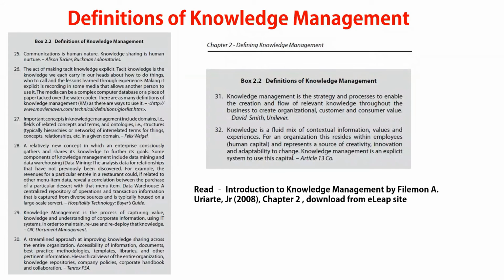Okay, so you will see about 32 definitions related to knowledge management captured from various points of view, including law itself. For example, in Article 13, for example, knowledge is a fluid mix of contextual information, values, and experience. For an organization, this resides within employees, called human capital, and represents a source of creativity, innovation, and adaptability to change. Knowledge management is an explicit use of this capital. So you have a lot of interpretations about that. Okay, so I want you to spend time to study this one.